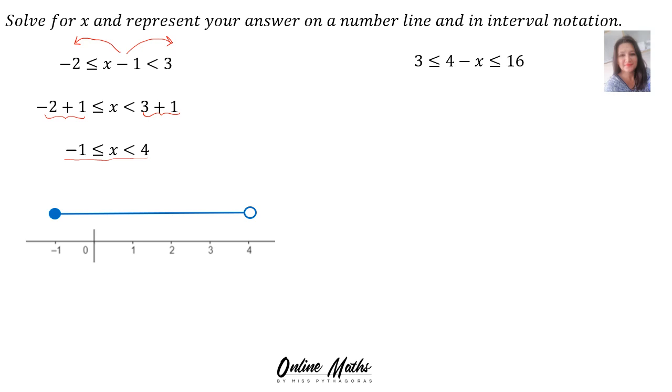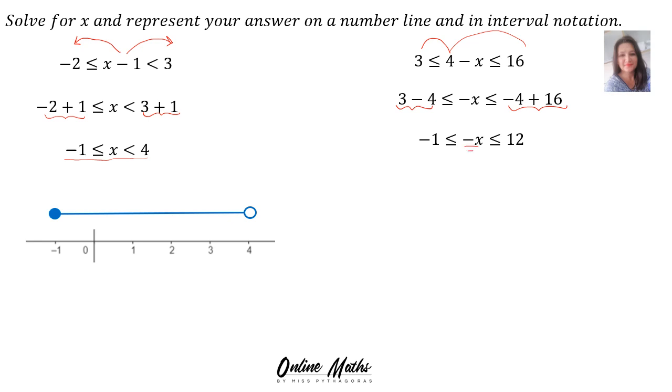The next one, now there's 4 minus x inside. You will take the 4 across, and you will take the 4 across to that side, and the signs change. So it becomes 3 minus 4, minus x in the middle, minus 4 plus 16. Then you add: 3 minus 4 is -1 with a negative x in the middle, and -4 plus 16 is 12. But the question said solve x, not minus x.